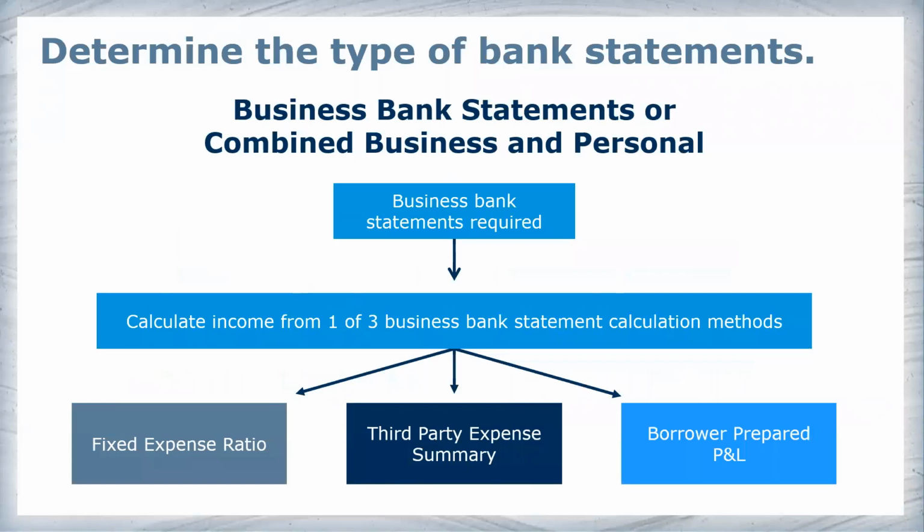So when using bank statements, you can choose one of 3 calculation methods. And you can use the fixed expense ratio, the third-party business expense summary, or the borrower prepared P&L, profit and loss. And so looking at each of these, you'll determine the type of bank statement. So you'll have either business bank statements or combined business and personal. And the business bank statements are required.